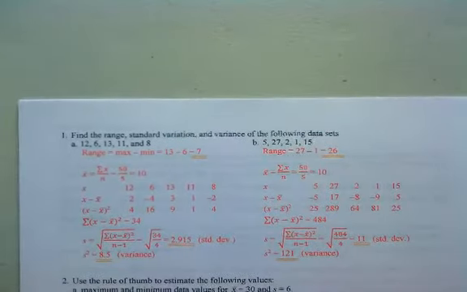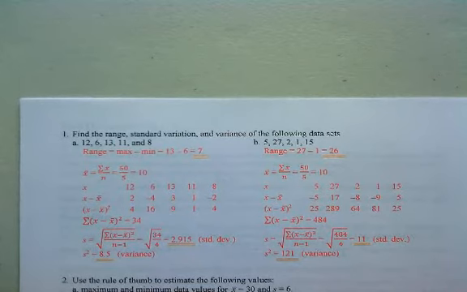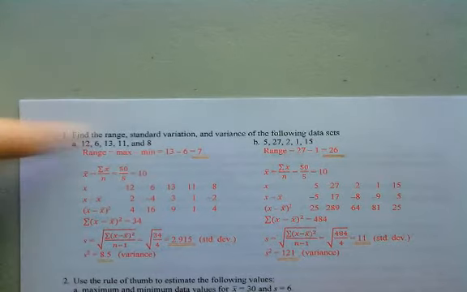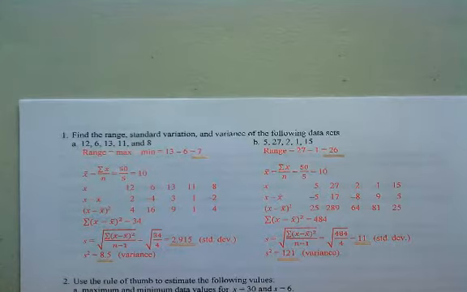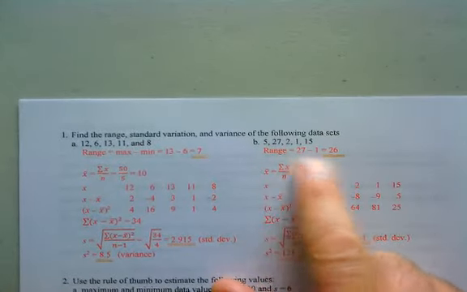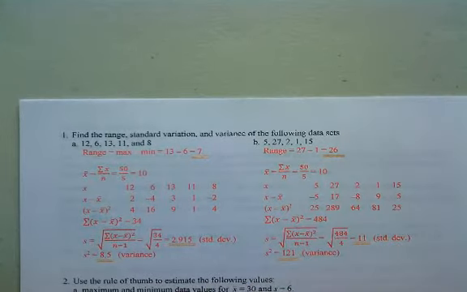First off, we're going to look at a couple of examples of finding the range, the standard deviation, and the variance of a couple of data sets. So first off, the range, again, it's the max, subtract the min. So here the highest was 13, subtract 6, you get a range of 7. Over here, the high was 27, low was 1. So again, you subtract and you get 26.